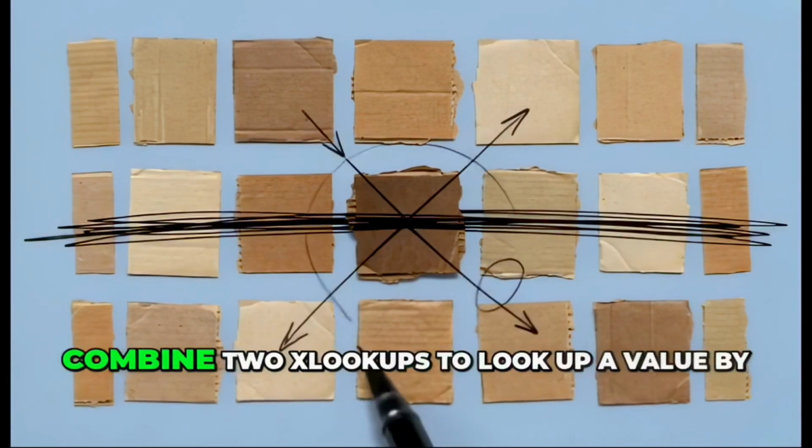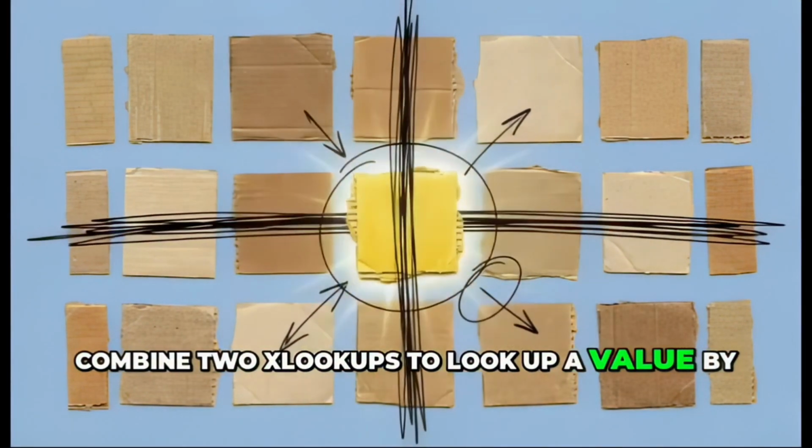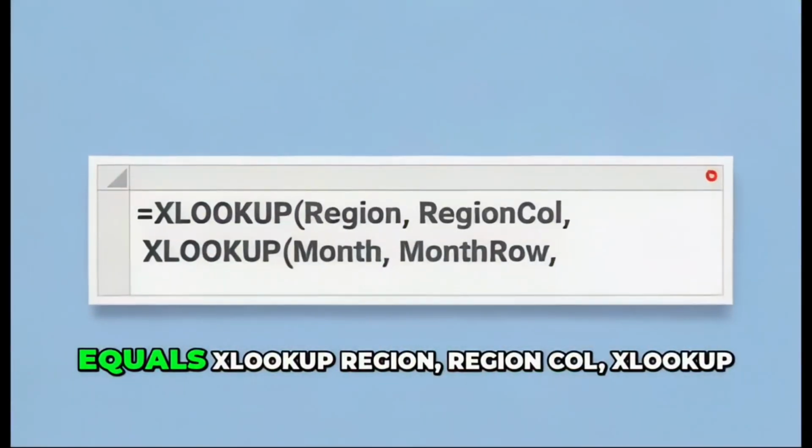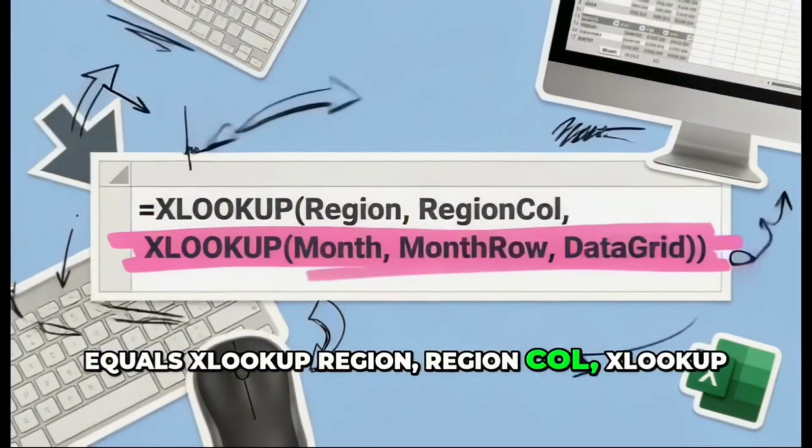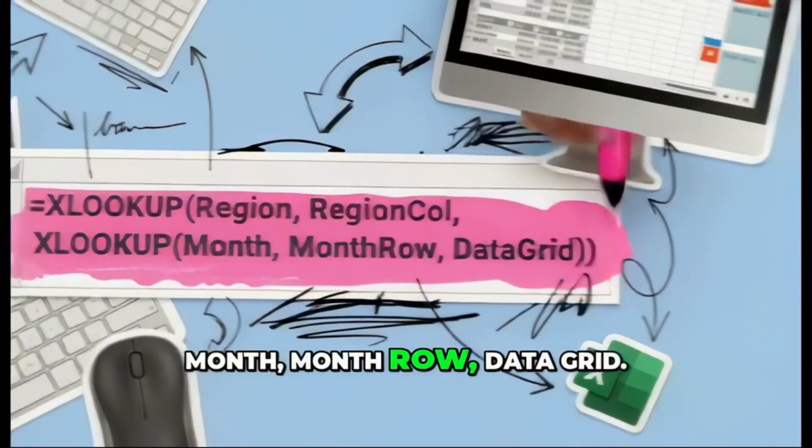Two-way lookup: combine two XLOOKUPs to look up a value by both row and column. =XLOOKUP(region, region_col, XLOOKUP(month, month_row, data_grid)).